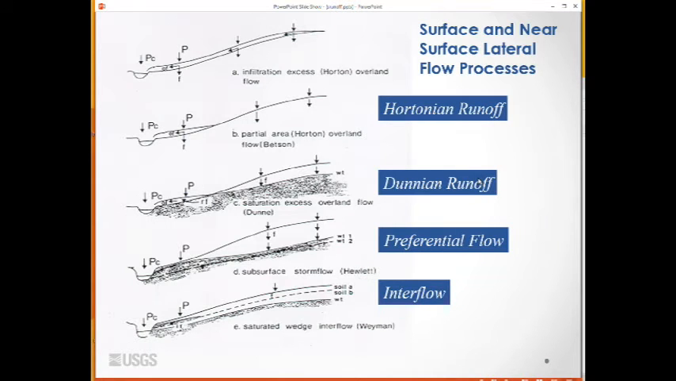This figure shows 5 types of lateral flow processes. The top 2 graphs are conceptualizations of infiltration excess, which is termed Hortonian runoff. The first represents stormwater flowing across the entire land surface with some infiltration, such as over soil with low permeability. Computation of Hortonian runoff from impervious areas is based on this conceptualization.